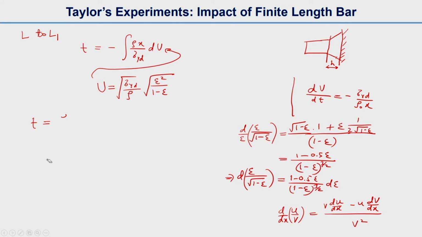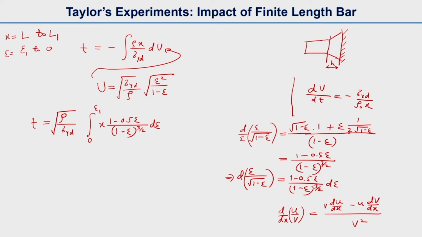So finally, if we want to get an expression of the t, which will look like rho by sigma yd, square root of the whole thing multiplied by the integration of x will be here, and 1 minus 0.5 epsilon, 1 minus epsilon 3 by 2 d epsilon, and the entire thing will take a limit from 0 to epsilon 1, because at x equal to L, the strain is epsilon 1, and at the final the strain will be equal to 0.